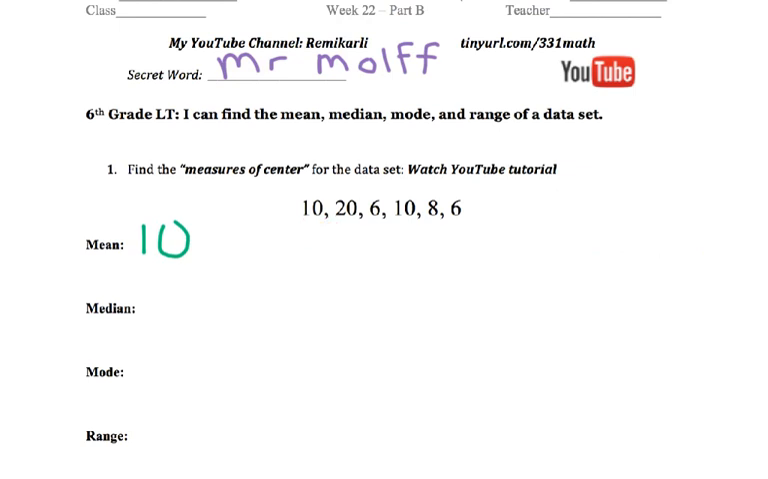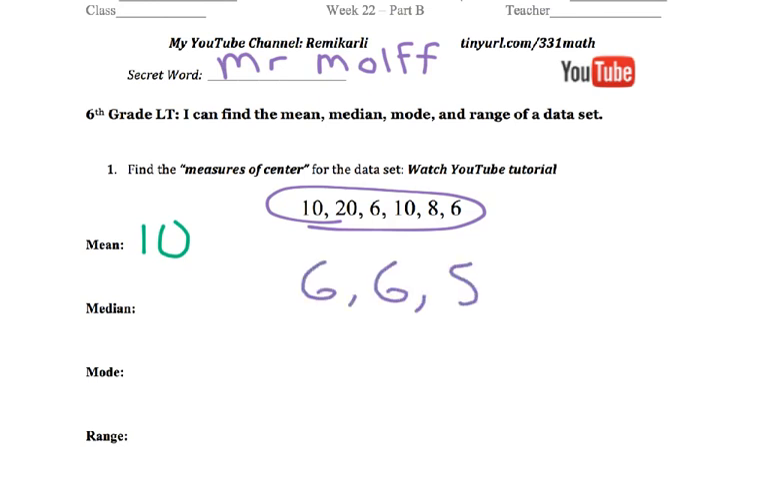Then, to find the median, what we need to do is take these numbers and put them in size order. So I see we have a 6 and a 6. Those are the smallest numbers. The next largest one is an 8. Then we have two 10s. And then we have a 20.